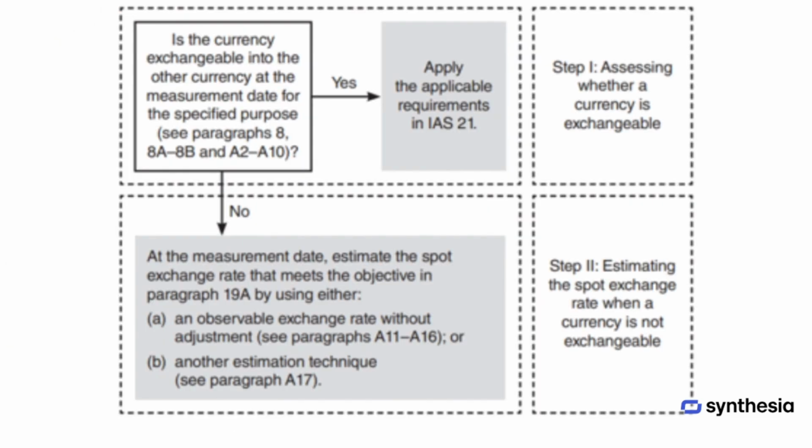Step 1. Assessing whether a currency is exchangeable. Ask yourself, is the currency exchangeable into the other currency at the measurement date for the specified purpose? If the answer is yes, then apply the applicable requirements in IAS 21. If the answer is no, then move to Step 2. Step 2. Estimating the spot exchange rate when a currency is not exchangeable. At the measurement date, estimate the spot exchange rate that meets the objective described in paragraph 19A, by using either A, an observable exchange rate without adjustment, or B, another estimation technique.